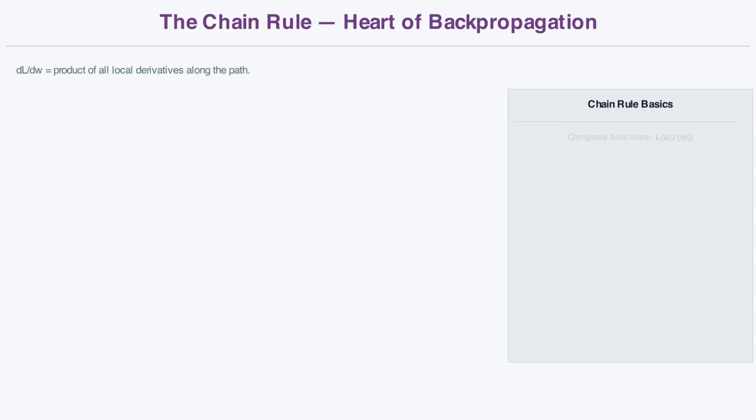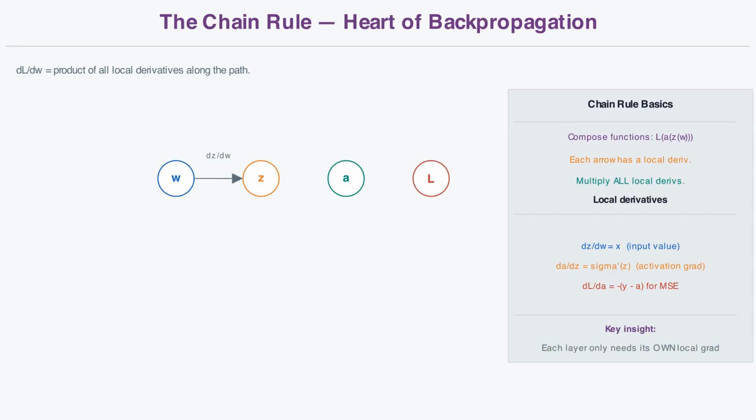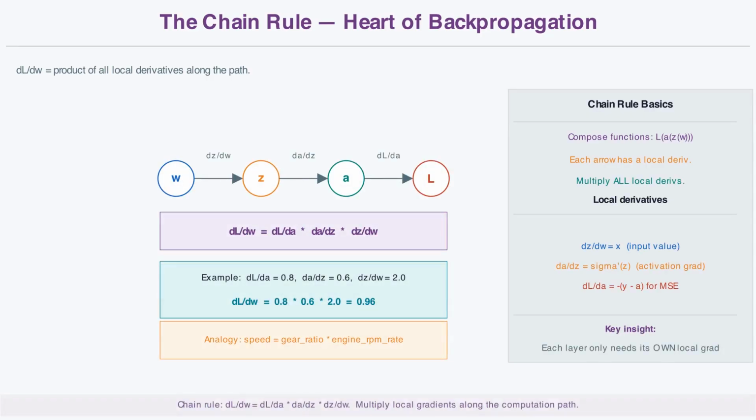Now we reach the heart of backpropagation, the chain rule. A neural network is a chain of composed functions. L depends on a, which depends on z, which depends on w. The chain rule says, to get dL over dw, multiply all the local derivatives along the path. dL over dw equals dL over da, times da over dz, times dz over dw. Each term is cheap to compute at its own node. The key insight is that each layer only needs its own local derivative. It receives the gradient from the next layer, multiplies by its own local gradient, and passes the result further back. This is the entire algorithm.